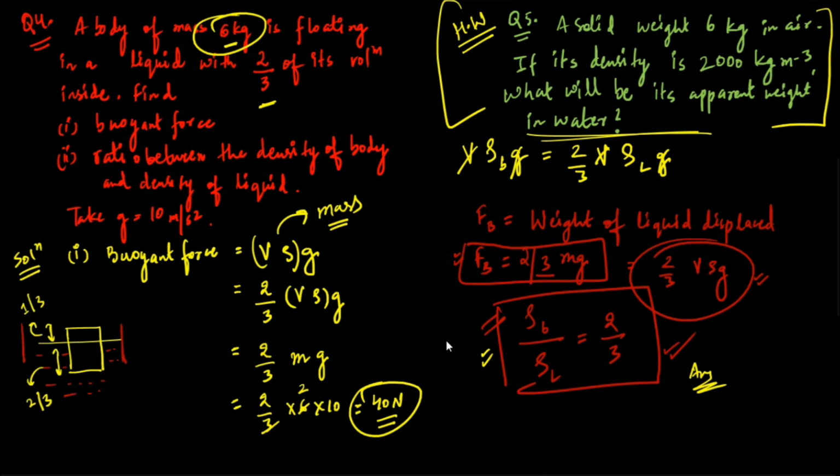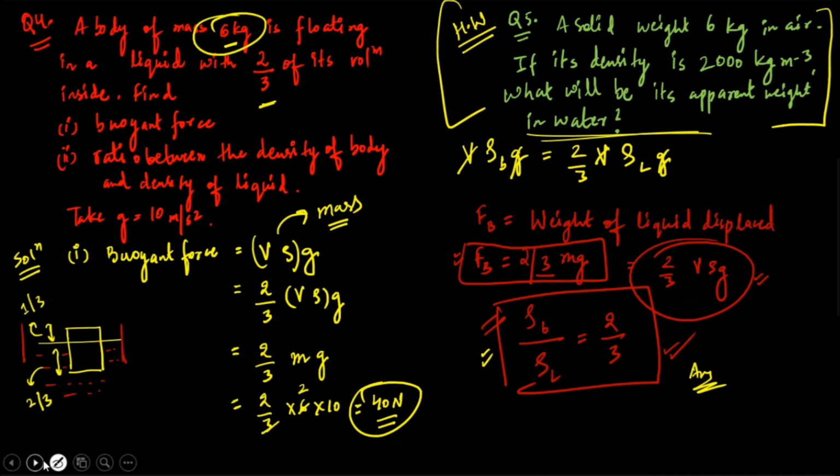A solid weighs 6 kilos in air. If its density is 2000 kg per meter cubed, what will be its apparent weight in water? Okay, so apparent weight in water will be the weight of the thing minus the force of the buoyancy that the water exerts.